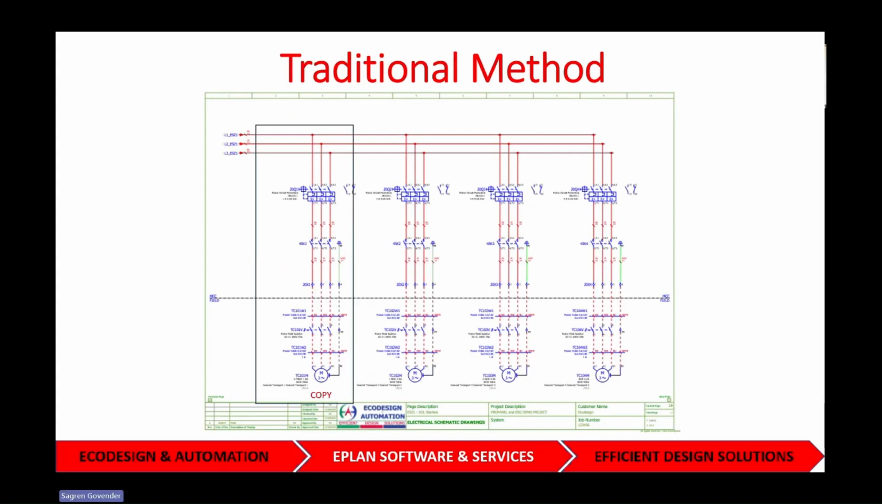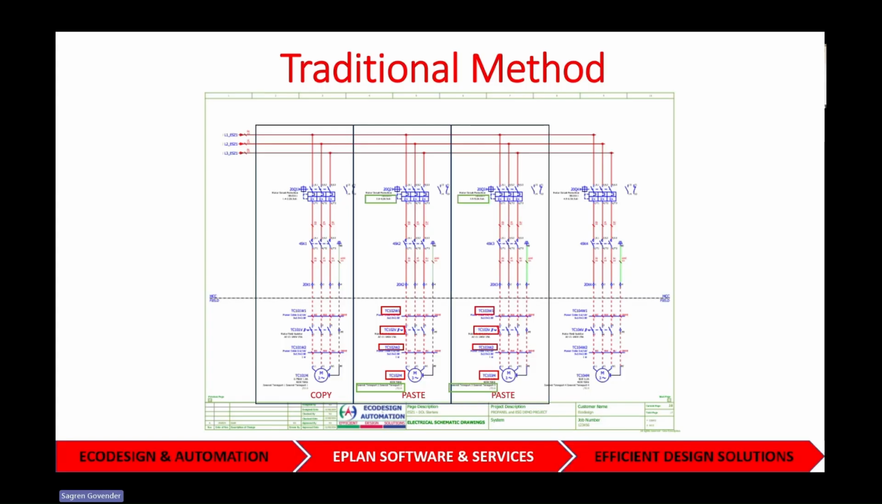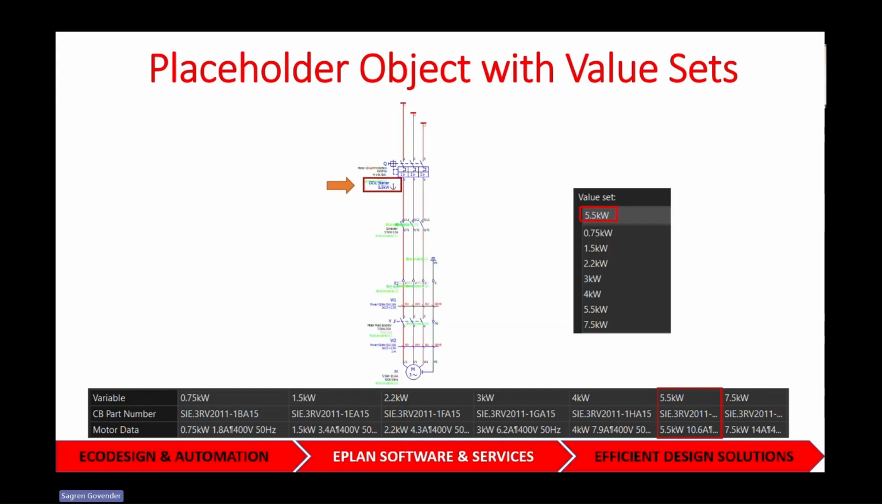So traditionally, what did we do? We created one circuit, and then we would copy this. We would copy it, and we would paste it, and then we would change the values of the device tags. We would change the components. And this is sort of an old-fashioned way of doing it. Yes, it can be done, but it's time-consuming, and it's really inefficient copying and pasting. There are better ways of doing this.